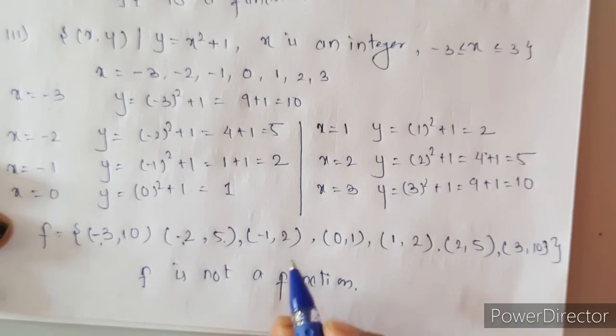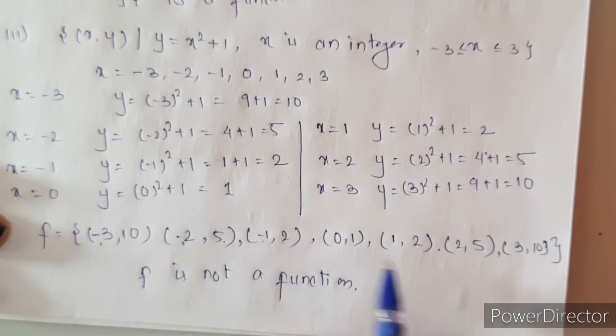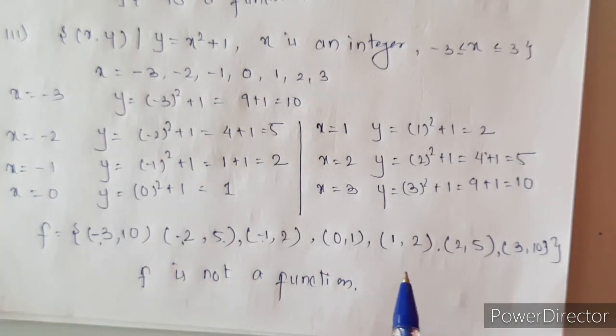Again, minus 1 is going to 2, and 1 is also going to 2. So every negative element as well as the same positive element will go to the same element. That is the reason it is not a function.